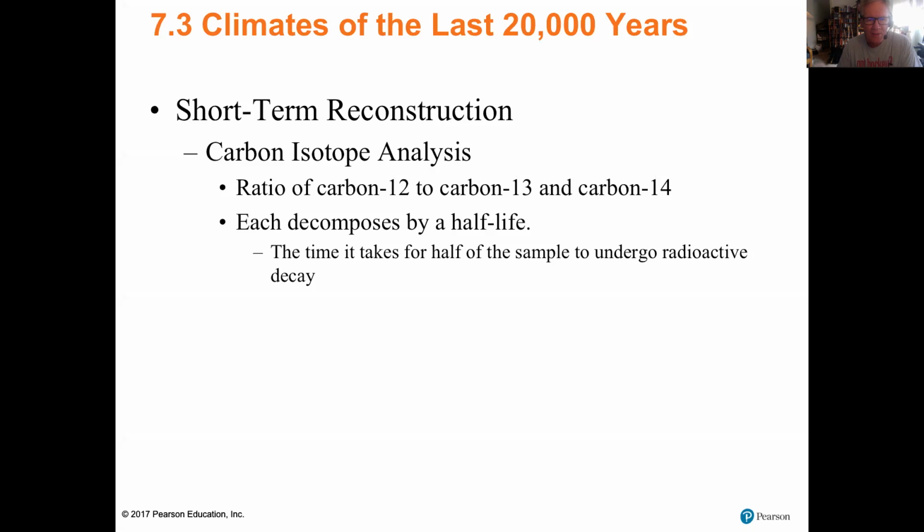when elements decompose, they have what they call a half-life, the time it takes for half of the sample to undergo radioactive decay, and you can measure that. And so you know how many years that is. So you can measure the amount of half-lives the element has decayed when you find fossils and so forth, and that will allow you then to figure out how many years old your sample is.